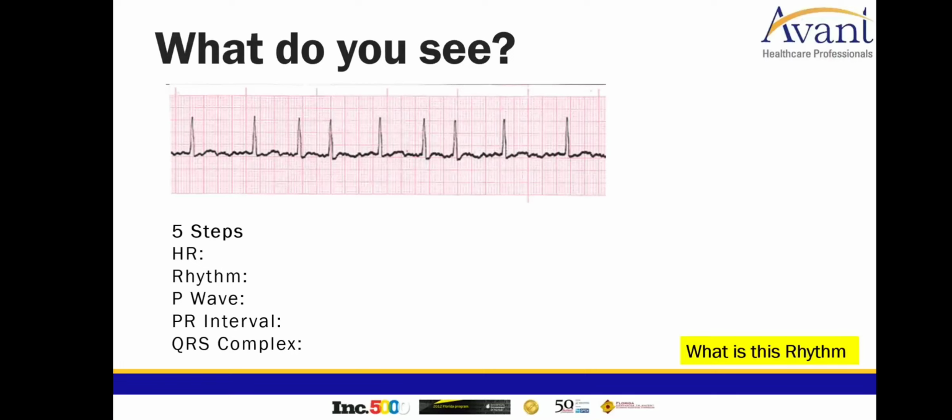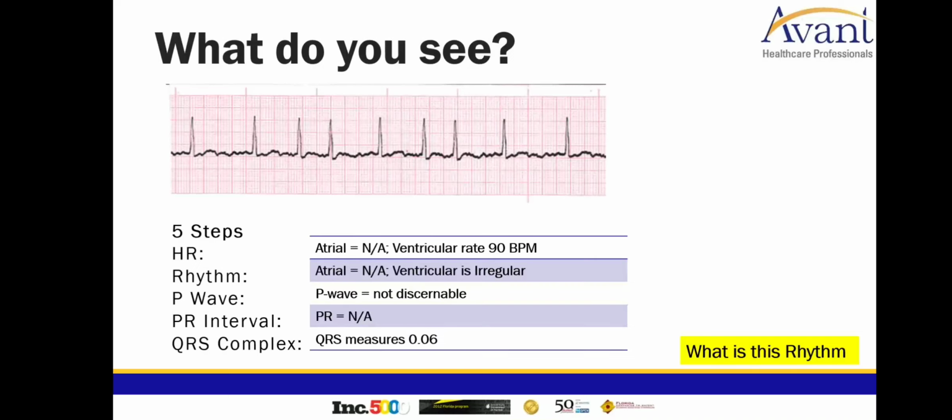All right, we're back. Now this one's an interesting rhythm, isn't it? There's a lot of stuff going on or not going on here. First of all, there is no atrial beat or P wave that we can discern, so we can't do any of our P measurements. The ventricular rate is about 90 beats per minute, but it's also irregular. The QRS is normal, however. So what is this rhythm?